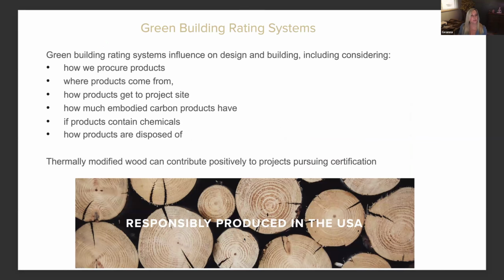There are several different green building rating systems that influence building and design. Different things to consider are how you produce the products, where the products are coming from, how the product gets to the job site, and embodied carbon. So again, you'll want to look to the European players and find out where they're modifying their wood. You'll want to consider the domestic players that are sourcing the white ash here in America, modifying it here in America. Start to consider carbon footprint. Start to look at their EPDs.